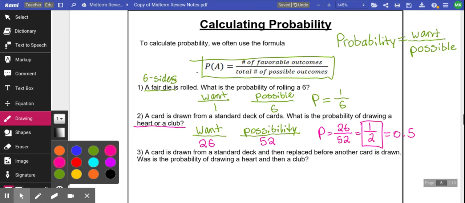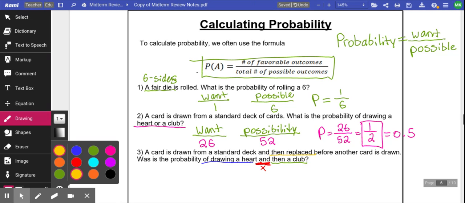Wonderful. Number 3. A card is drawn from a standard deck and then replaced before another card is drawn. What is the probability of drawing a heart and then a club? Okay. When we see "and," that tells us that we want to multiply probabilities. So what we really want to do here is the probability of drawing a heart, then multiply it by the probability of drawing a club. And it is important to note that the card is replaced, right? They always kind of give you that keyword somewhere in there. It's either replaced or not replaced. If it's replaced, we need to consider that.